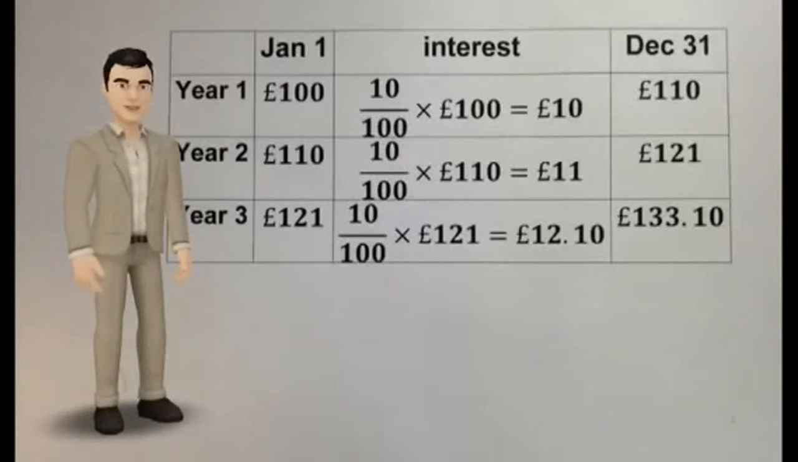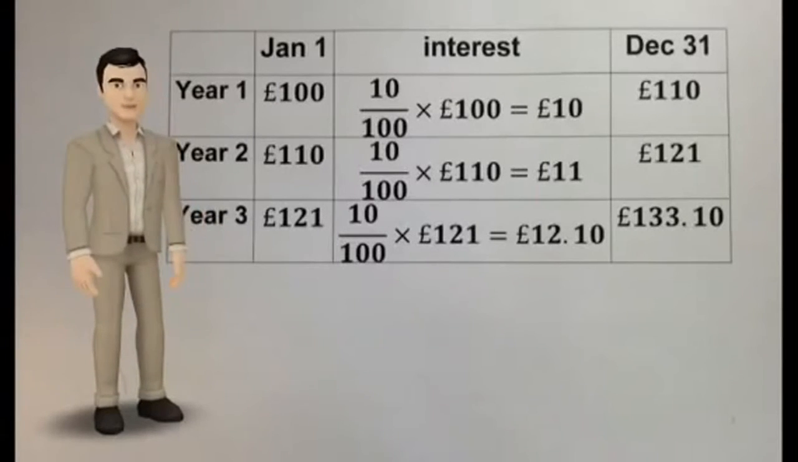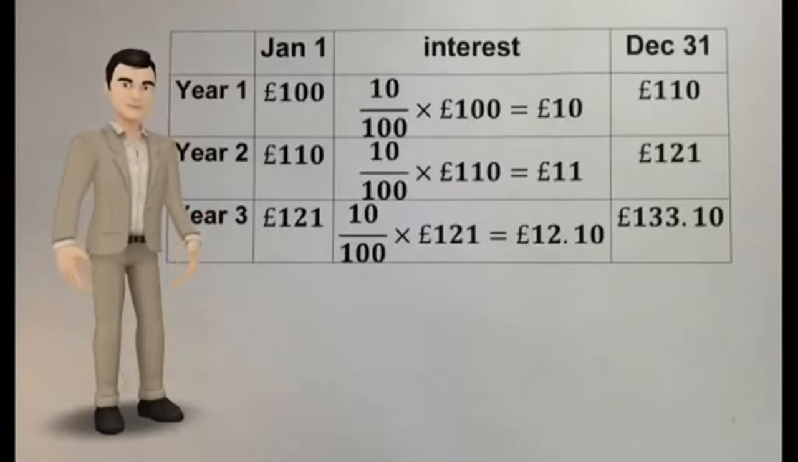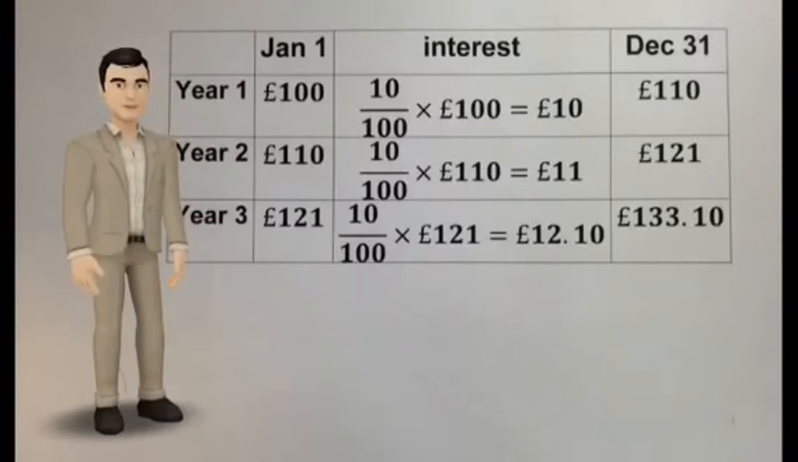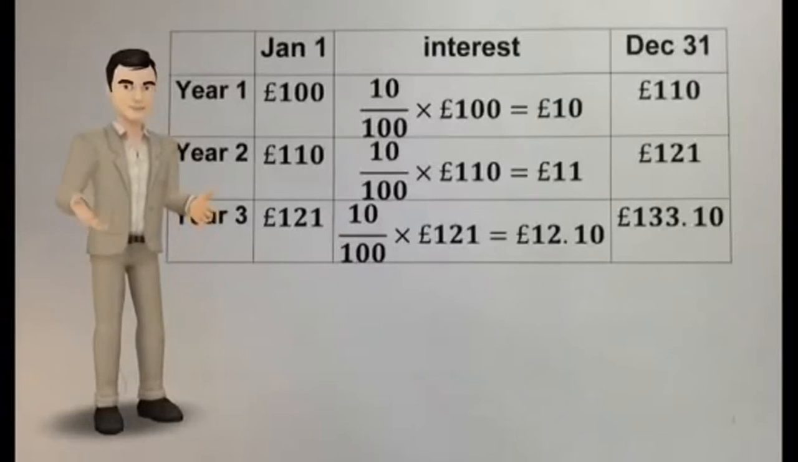If you make a single payment of £100 into a savings account at 10% interest, then how do your savings grow? Well, after 1 year you will have £110, after 2 years £121, and after 3 years £133.10.